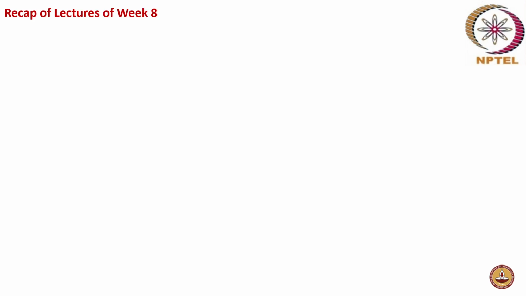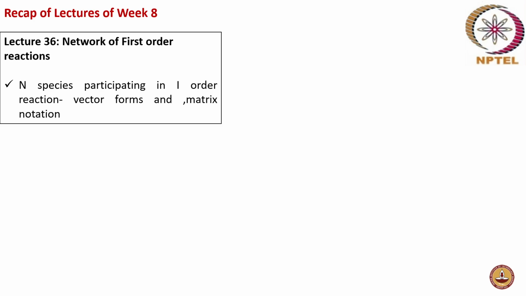So as usual, let's get on to the brief recap of lectures of week 8. Week 8 had 5 lectures. Lecture 36 was on network of first order reactions, where first order reactions in which n species are participating were discussed, and the vector forms of different components like your reaction rate constant, your diffusivity, and then your Thiele modulus and effectiveness factors and their matrix notation were all explained.